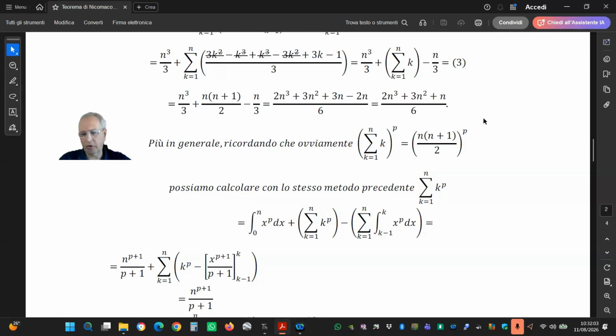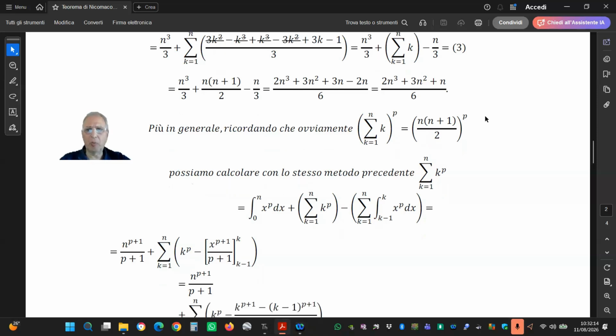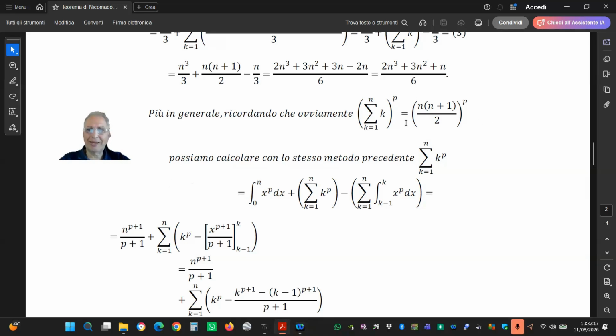So, except for the fact that we have to see if Nicomachus' theorem can be generalized. But the answer is very easy. Unfortunately, no, it cannot be generalized. If you try with different powers, you will see that the equality does not hold. So what is left to see now?